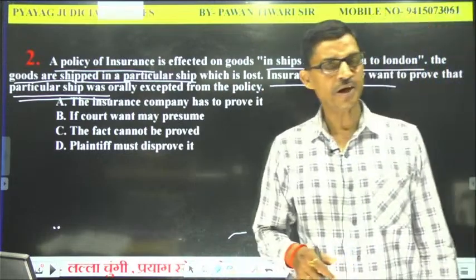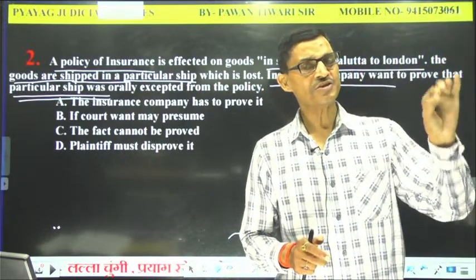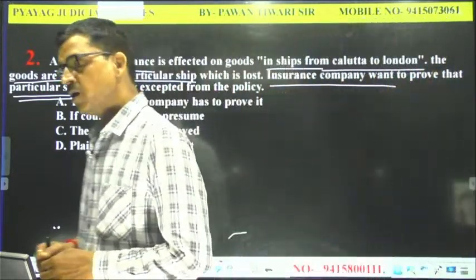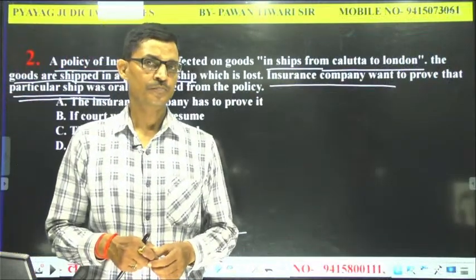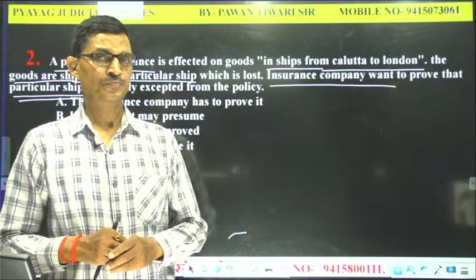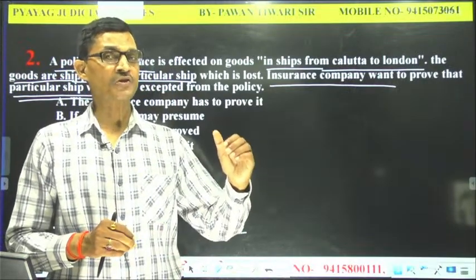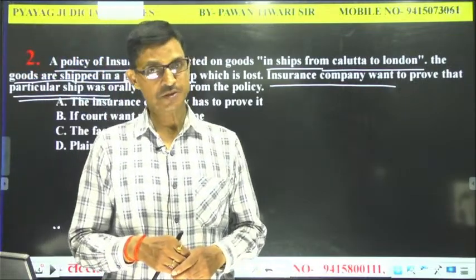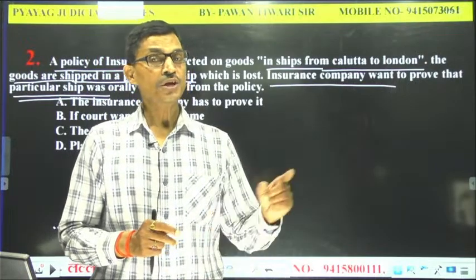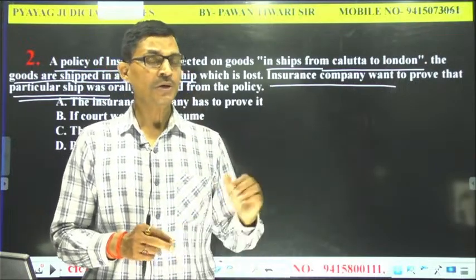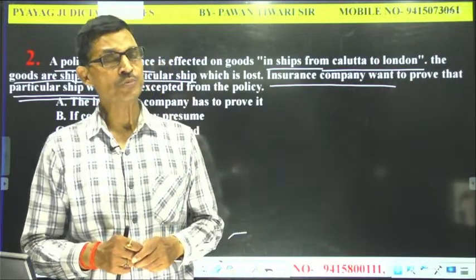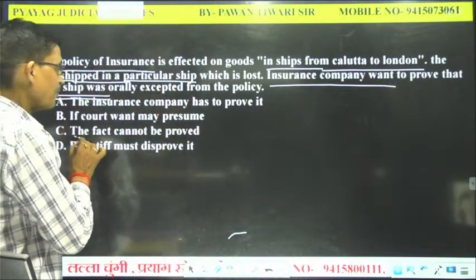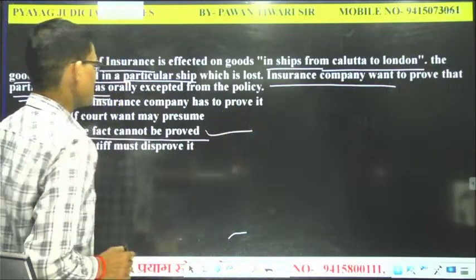Section 92 says that if the terms and conditions under section 91 are proved, then no further evidence is required to prove it. So it is not required to prove it because the terms and conditions are proved under section 91. So the fact cannot be proved. This is the correct answer of the question.